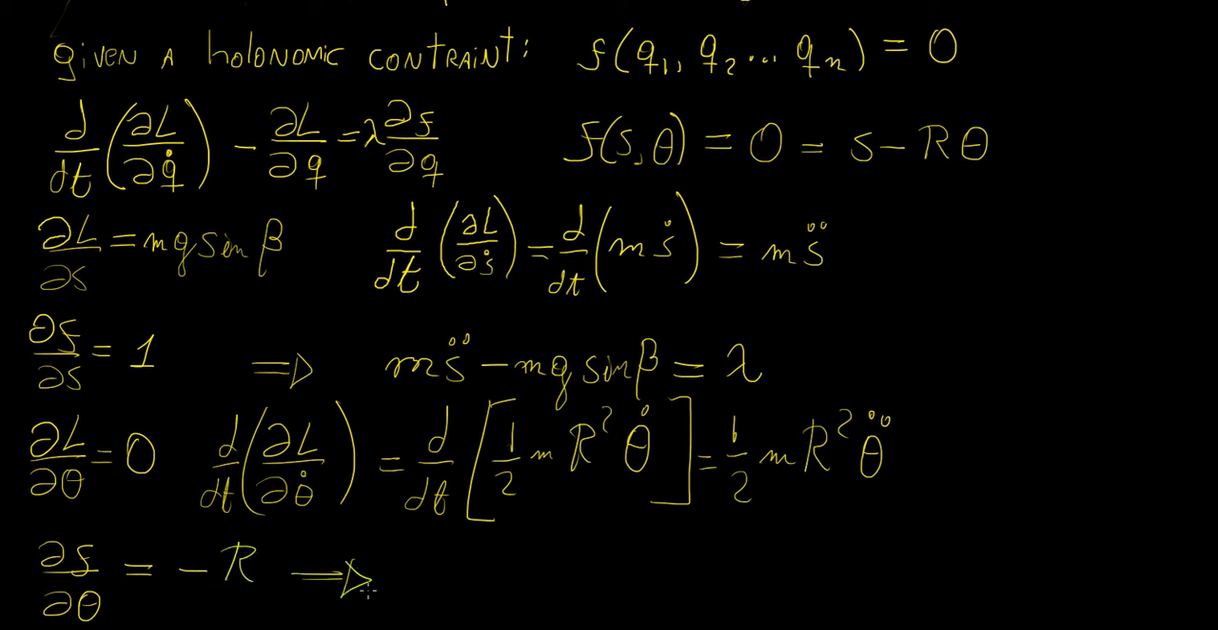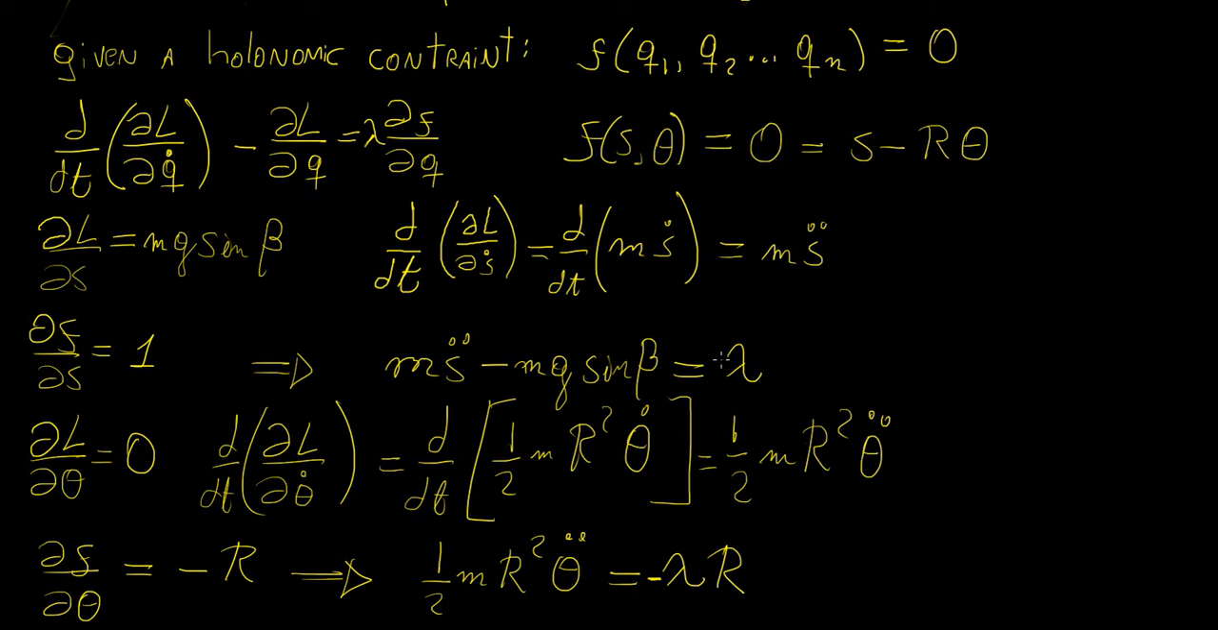So now the equation of motion for this variable is going to become half of mr squared theta double dot, minus 0, and then on the other side we're going to have the same constant lambda times minus r, so this becomes minus lambda times r. So now we have two equations of motion.